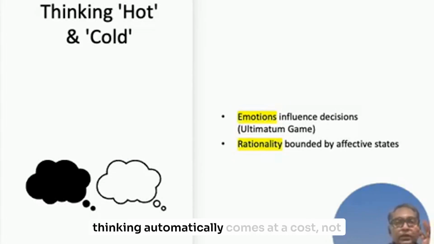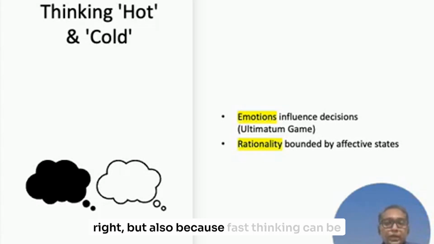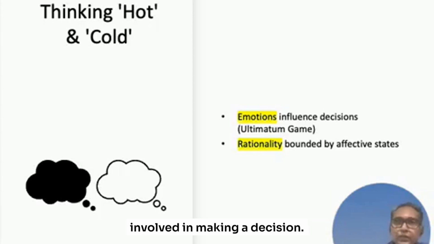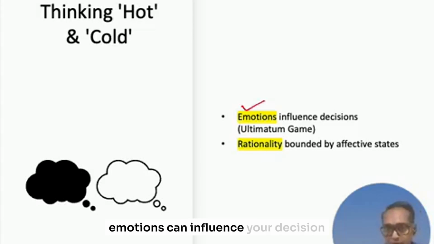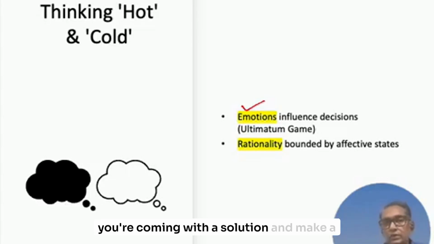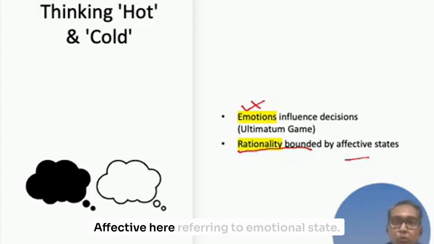Thinking automatically comes at a cost, not only because it's not necessarily precise, right? But also because fast thinking can be influenced by factors that don't need to be involved in making a decision. For instance, emotions can influence your decision sometimes. When you're taking a decision, the decision should be based on the given. You come up with a solution and make a decision. Our rationality is bounded by our affective state. Affective here refers to emotional state.